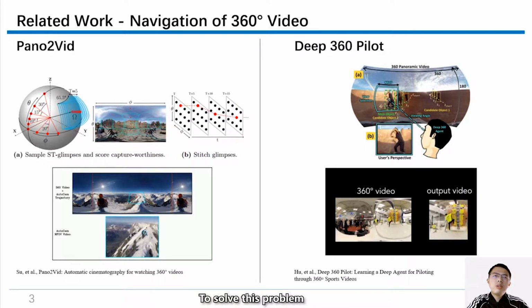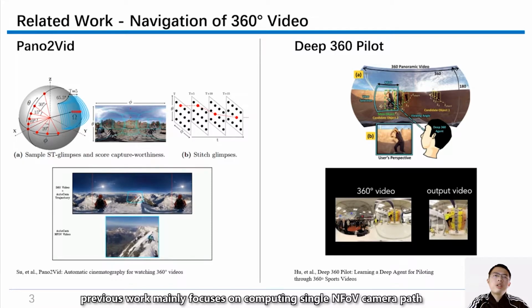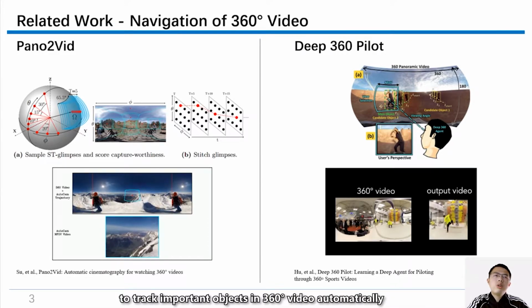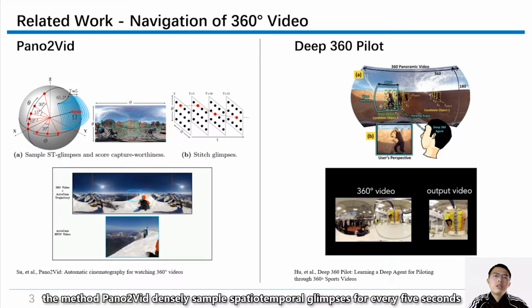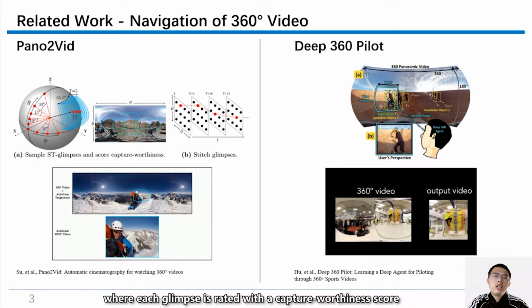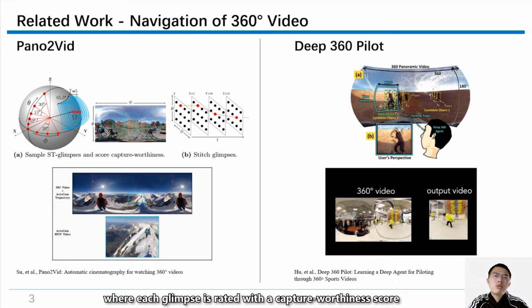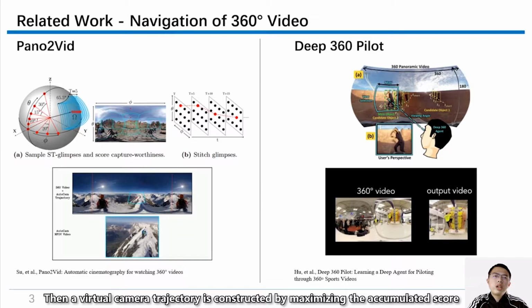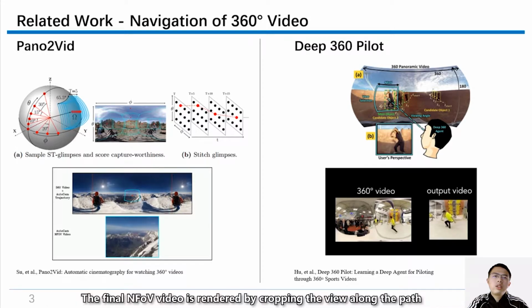To solve this problem, previous work mainly focuses on computing a single normal field of view camera path to track important objects in 360 video automatically. For example, the method Pano2Vid densely samples spatial-temporal glimpses for every 5 seconds, where each glimpse is rated with a capture-worthiness score. Then a virtual camera trajectory is constructed by maximizing the accumulated score. The final normal field of view video is rendered by cropping the view along the path.